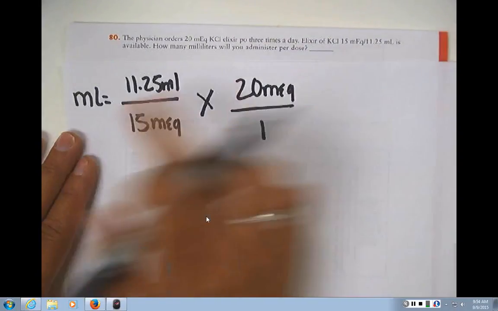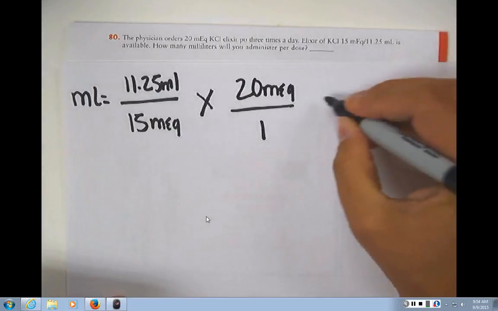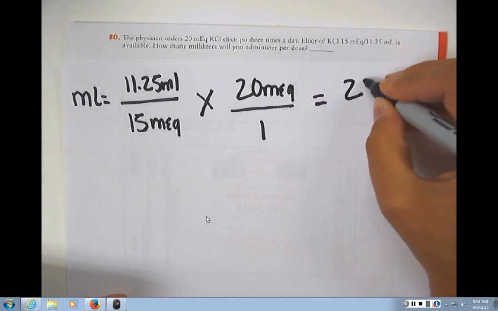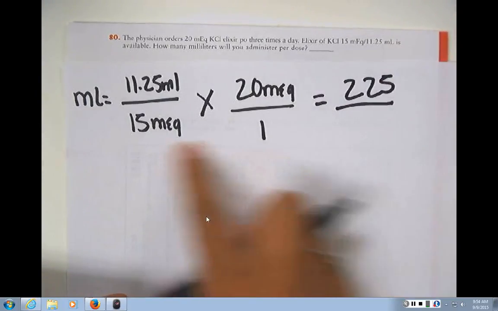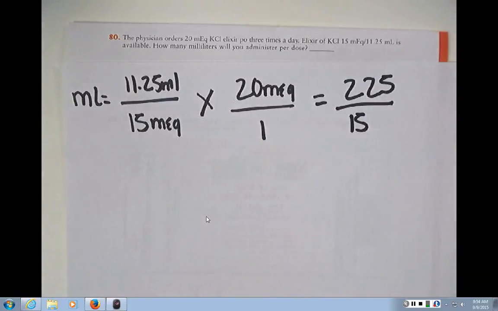I'm going to multiply straight across. So I'm going to take 11.25 times 20, and that gives me 225. 15 times 1 is 15. And then I'm going to divide 225 by 15, and it gives me 15.